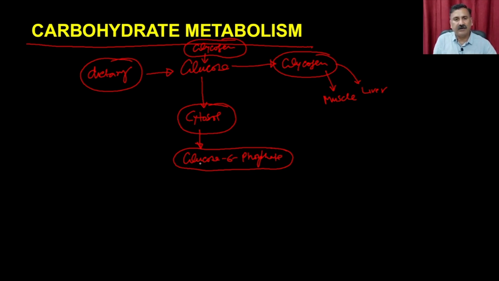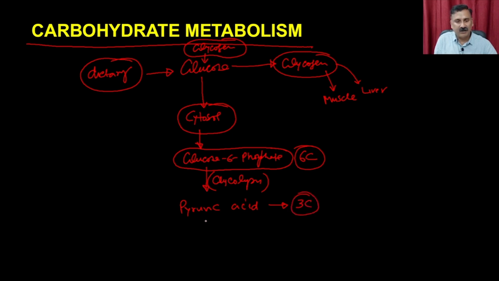Now this glucose 6 phosphate is going to first be converted into pyruvic acid with the help of different types of reactions, and all these reactions are summarized under the name glycolysis. So glucose 6 phosphate is going to be broken down. It is a 6 carbon sugar, and it is going to be converted into a 3 carbon compound, and that is the pyruvic acid. And then the pyruvic acid is going to enter into the Krebs cycle.